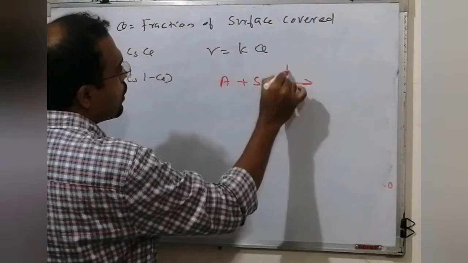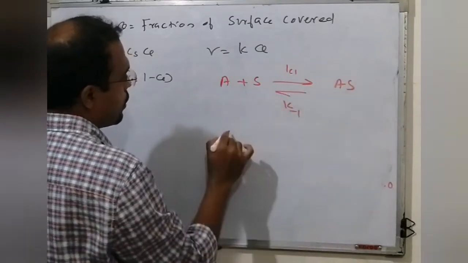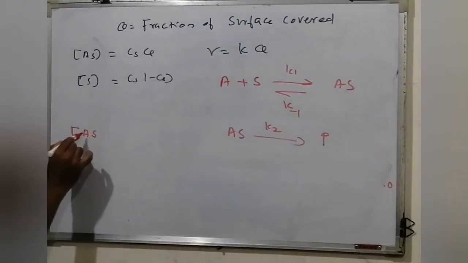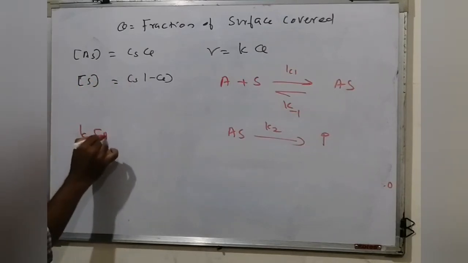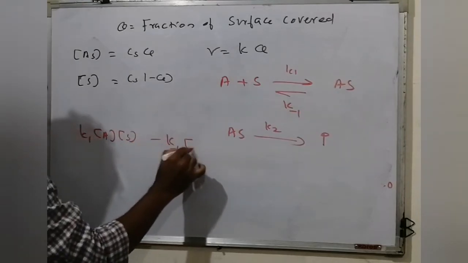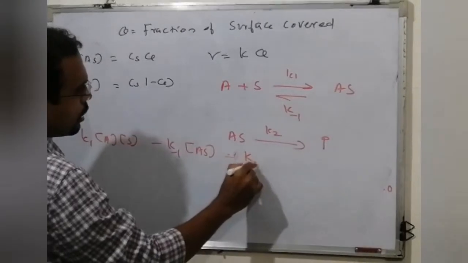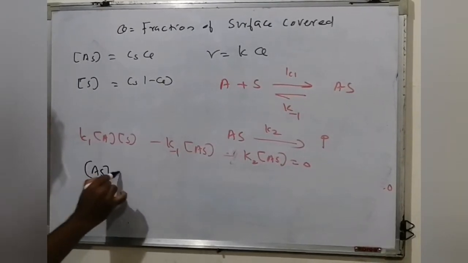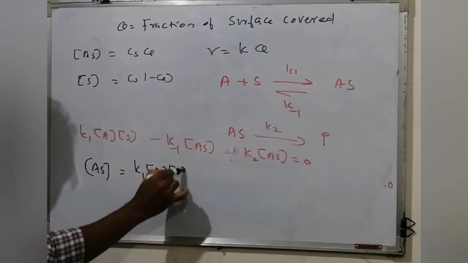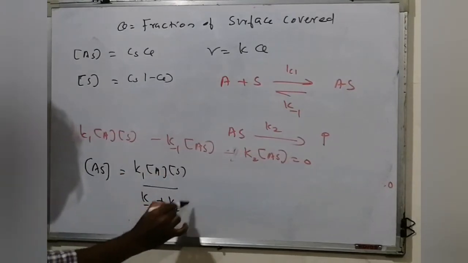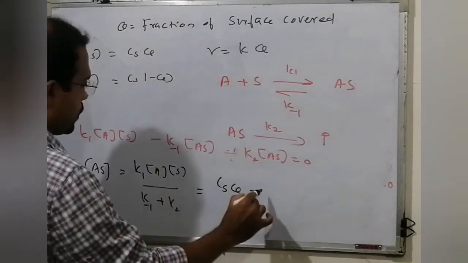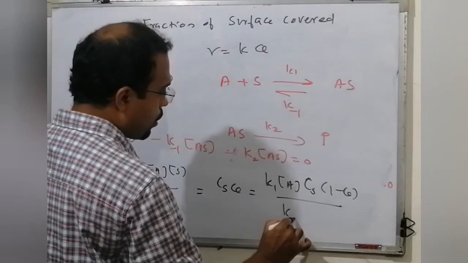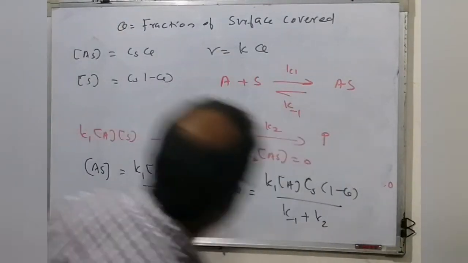A plus S, K1, K minus 1, AS. AS, K2, P. According to the steady state approximation, for AS: K1 A S minus K minus 1 AS minus K2 AS is equal to 0. Therefore, AS is equal to K1 A S divided by K minus 1 plus K2. What is AS? Cs theta is equal to K1 A into Cs (1 minus theta) all divided by K minus 1 plus K2. Okay?